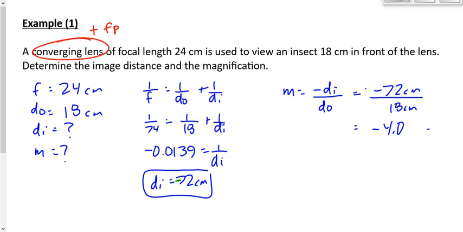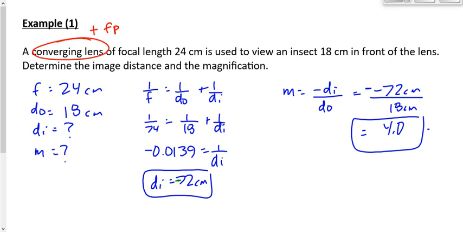It is positive 4, you're right, because it's negative 72, right? It's negative di, and di was negative 72. So watch out for that as well. You might say, well, what difference does it make? I get 4. I would have got negative 4. I would have got the same number, right? What difference does it make?